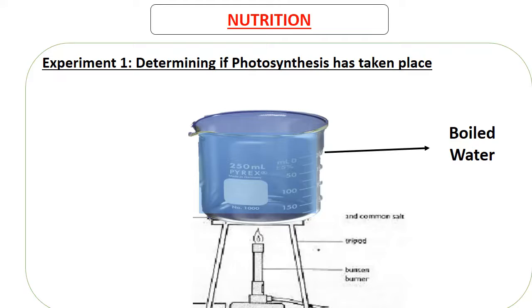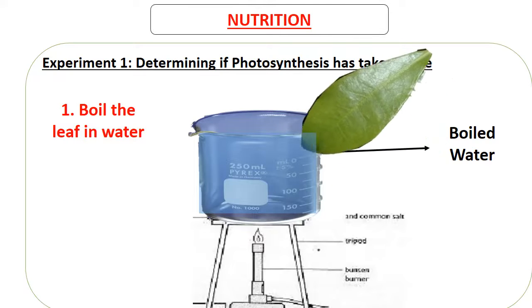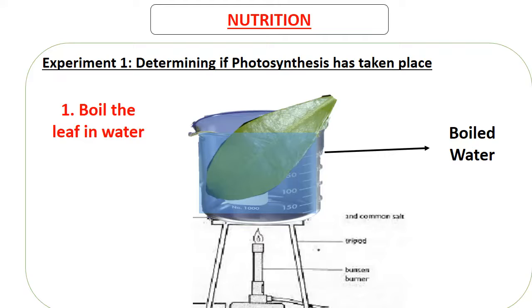So we're going to do a couple of steps that are going to help us identify the presence of starch. The first step is you boil the leaf that you want to test in water. So get your leaf, then you put it in water, you boil it.